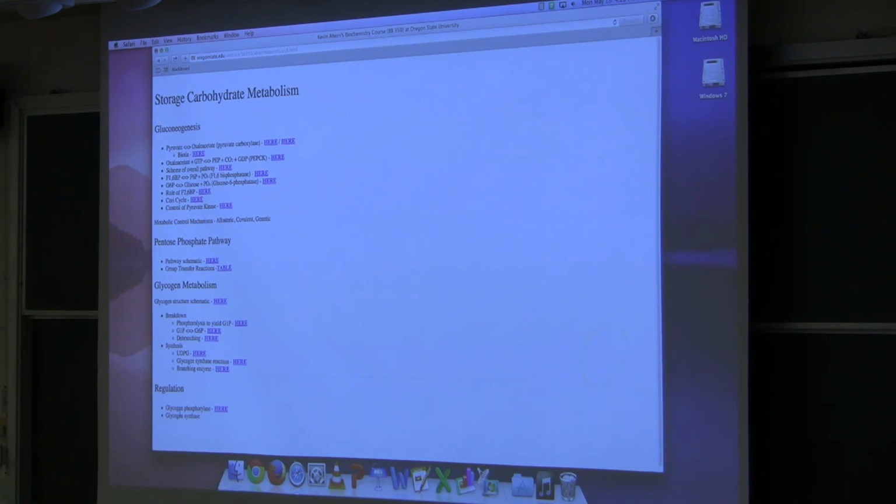Glycolysis is the breakdown of glucose into pyruvate. Gluconeogenesis is the synthesis of glucose from pyruvate. You might say, oh, we just go backwards. Well, partly. There are 10 reactions in glycolysis. There are 11 reactions in gluconeogenesis. That tells you it's not exactly the same.